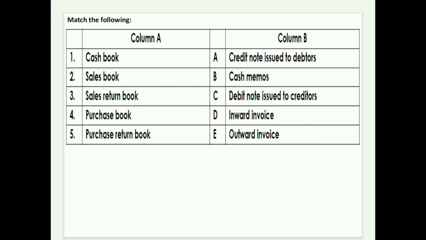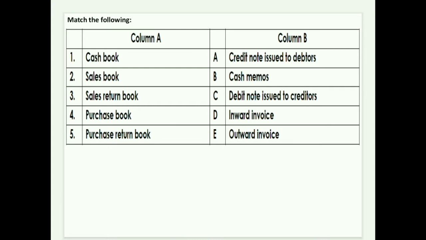On the second half, column B, you can see the options are credit note issued to debtors, cash memos, debit note issued to creditors, inward invoices, outward invoices. So I'll give you some time to give the answers. You can take out the notebook and write the answers. Like question number 1, what will be the option? Just write down the option number and let's match.